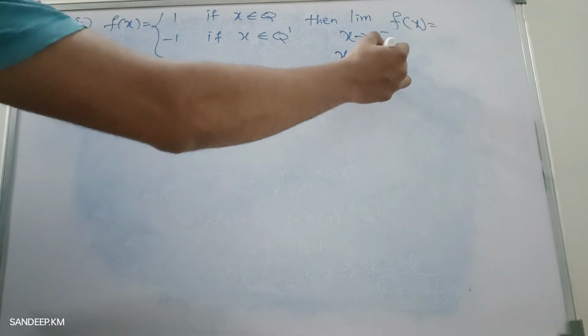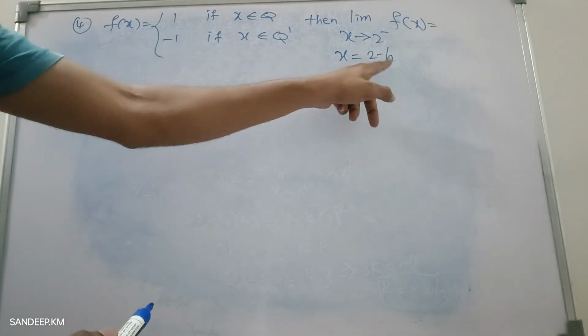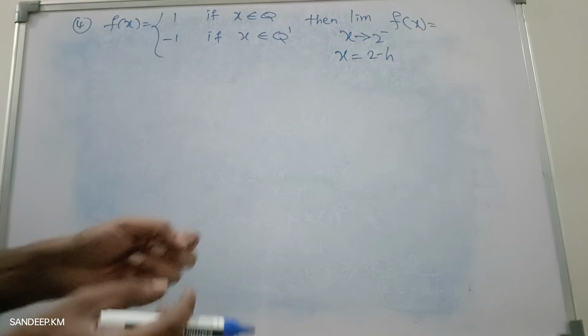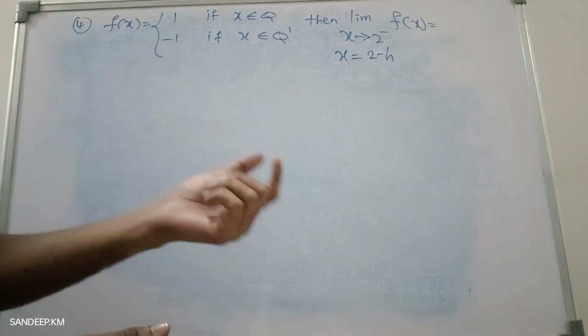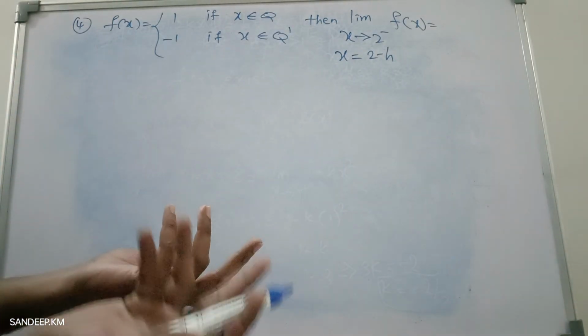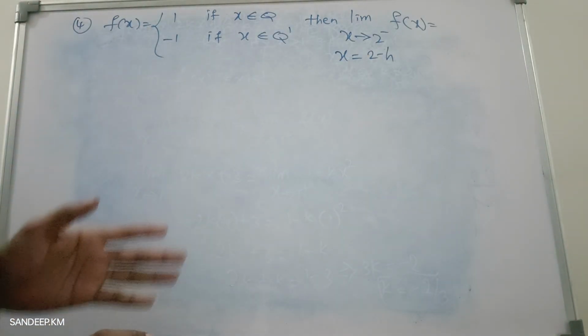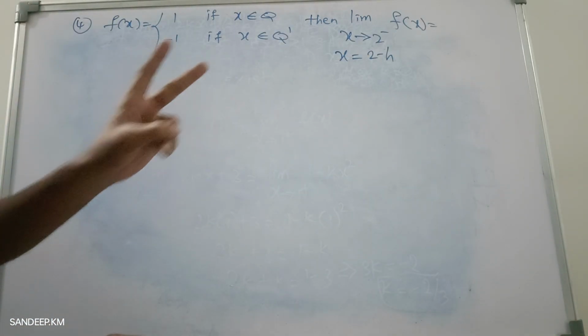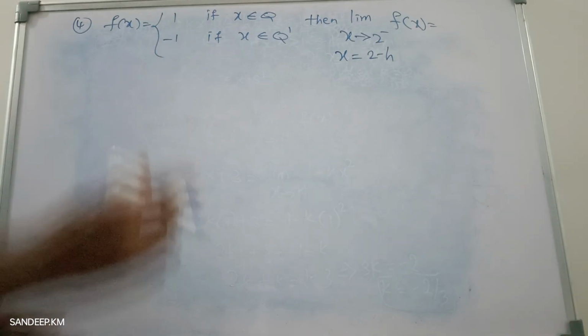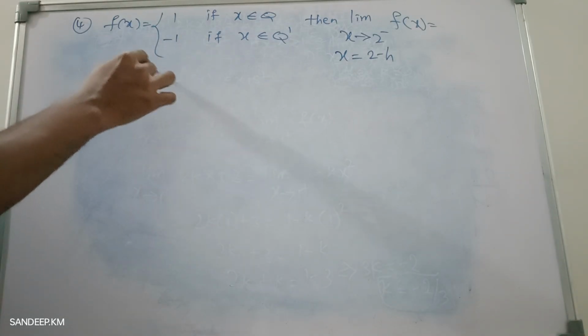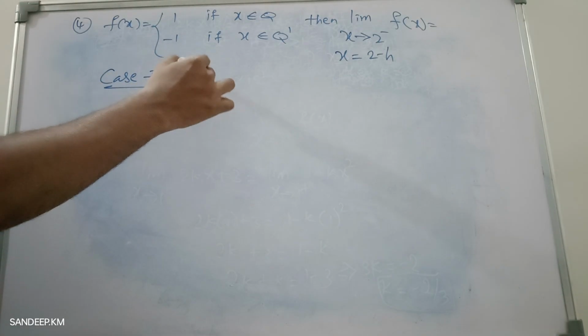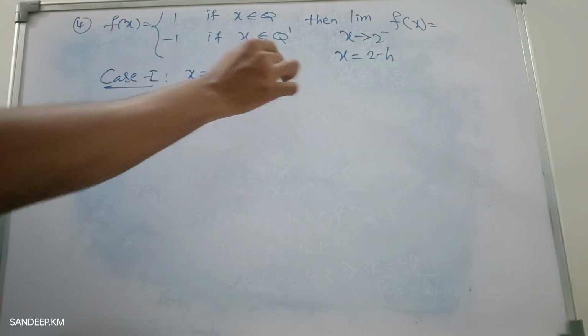X is equal to 2 minus h. When x is 2 minus h, we cannot say whether 2 minus h is a rational number or irrational. We don't know, because 2 minus h can be a rational number or it can be an irrational number. So let us split the solution into two cases. Case 1: what if x, which is 2 minus h, is a rational number?